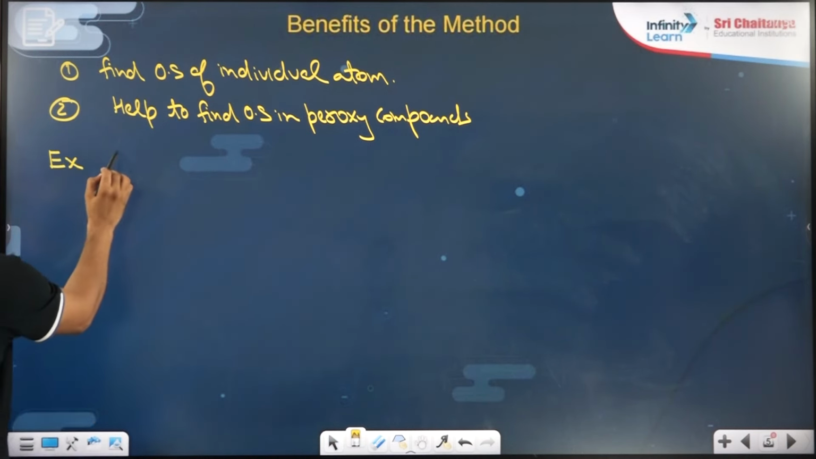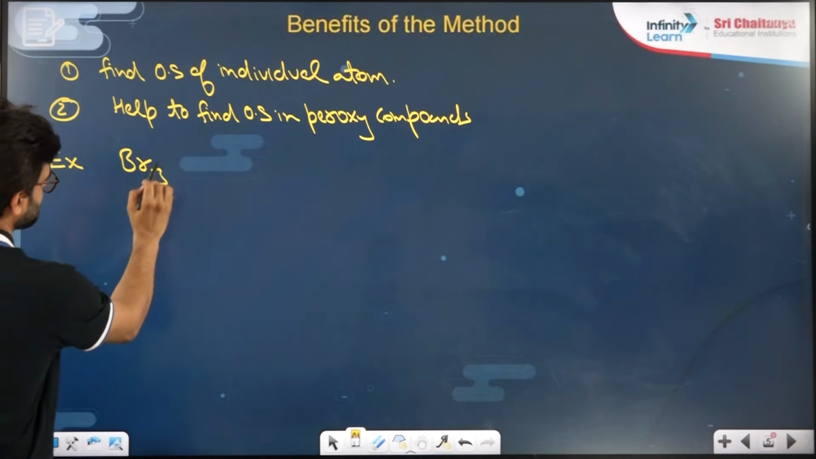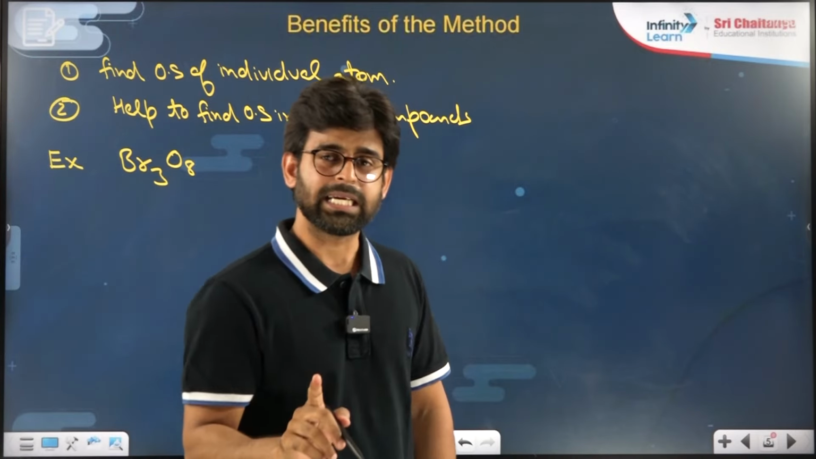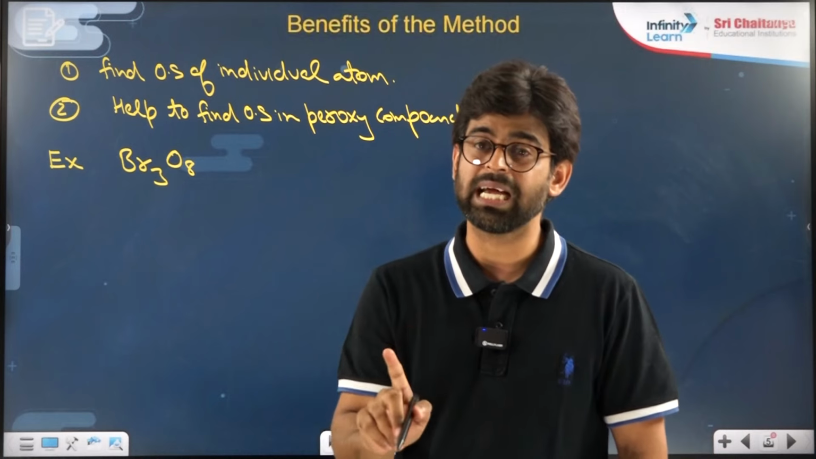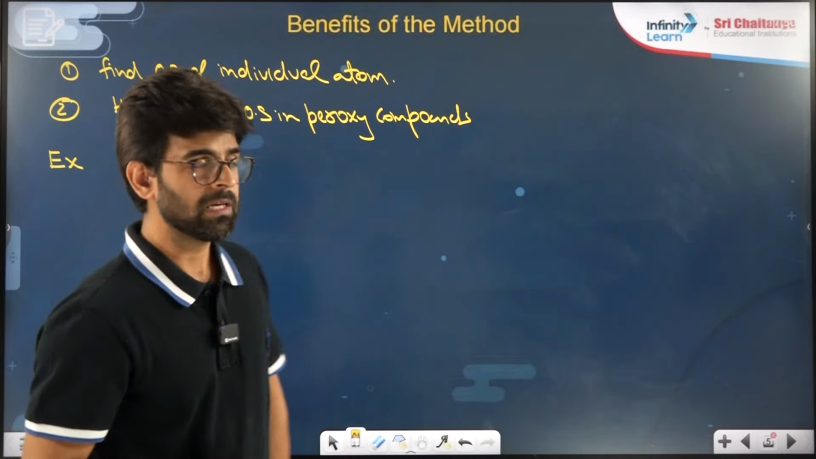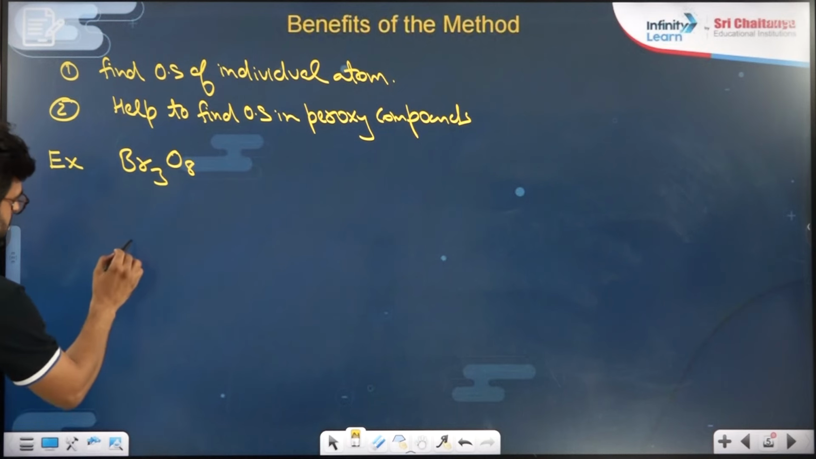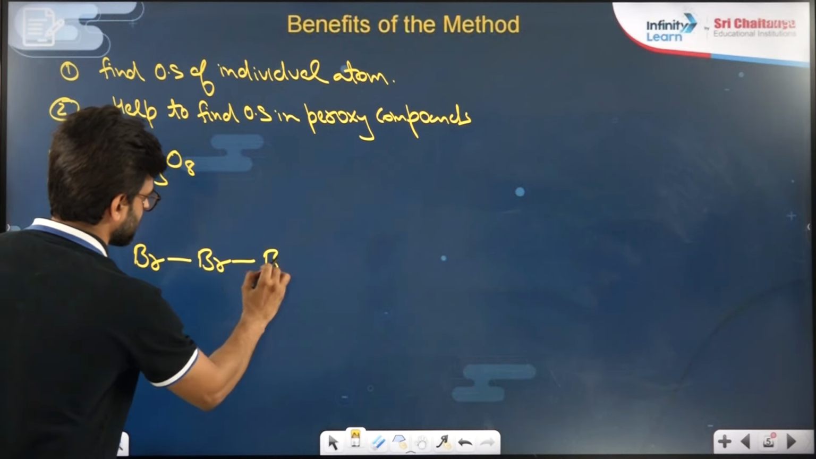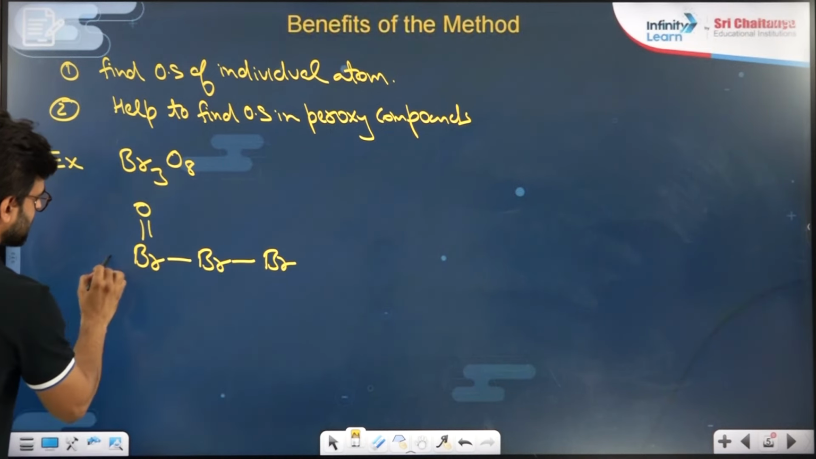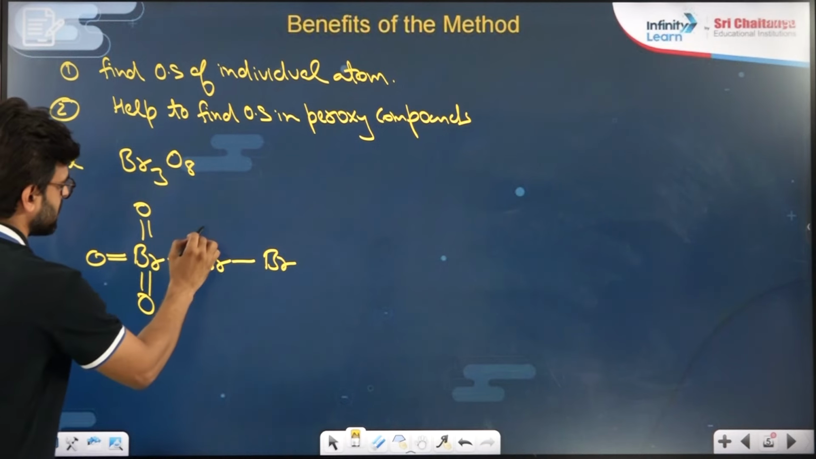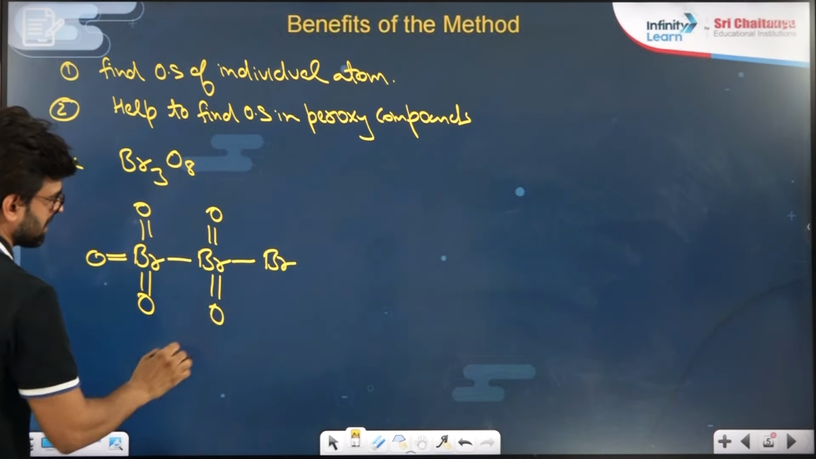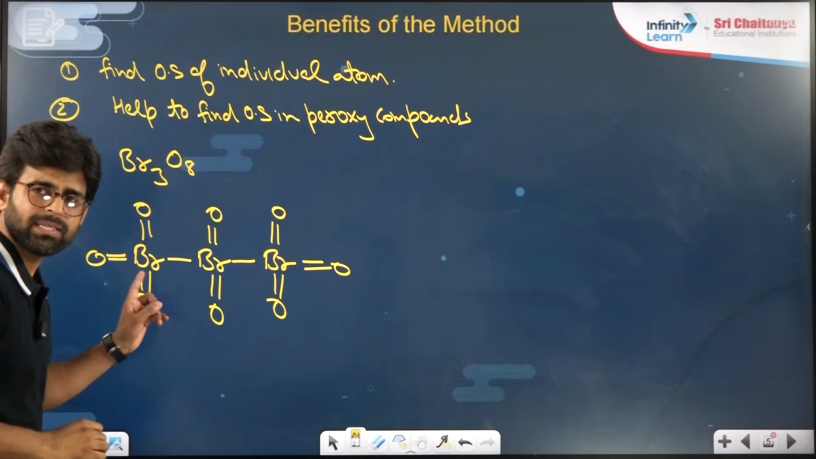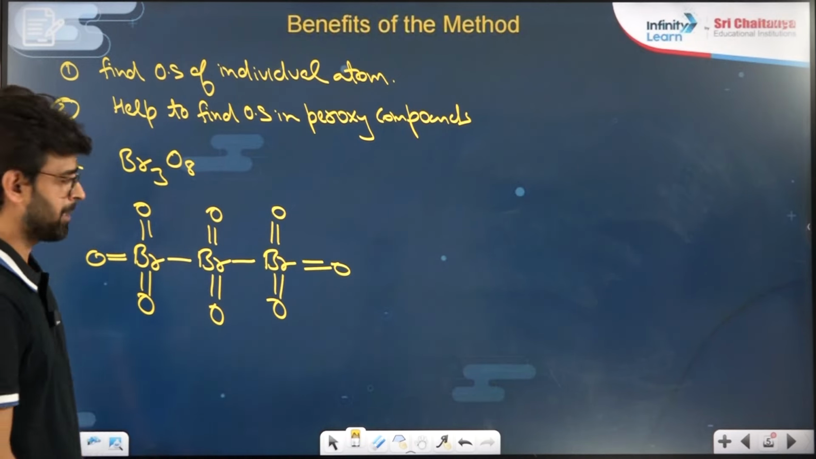I am taking an example, a NEET question straight from NCERT: Br3O8. Now I want the oxidation state of every bromine individually. I don't want the average; they are asking for individual. Definitely I should know the structure here. This is Br, this is Br, this is Br. And the good thing is, in the NEET exam they never ask out of NCERT, so they ask only some very common structures.